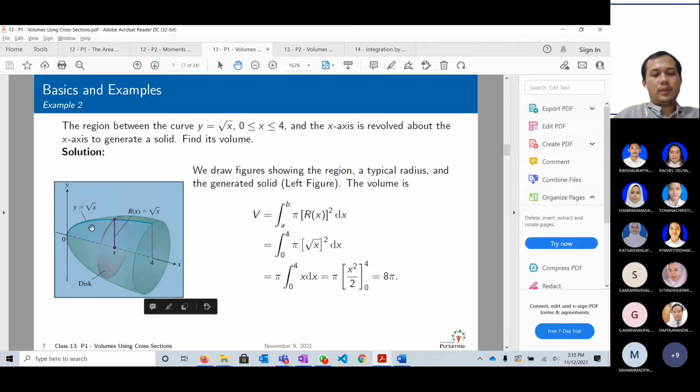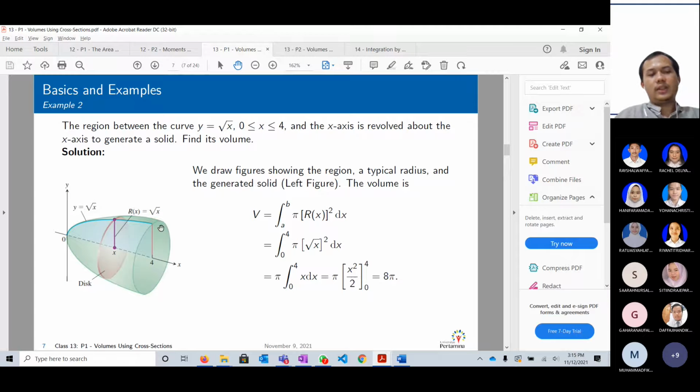So now we have a bullet. Yeah. We can actually generate a bullet in this way. Yeah, we draw the curve. We rotate the curve of y equals square root of x about the x-axis, and then we will have a bullet, and we are asked to find the volume of this bullet.